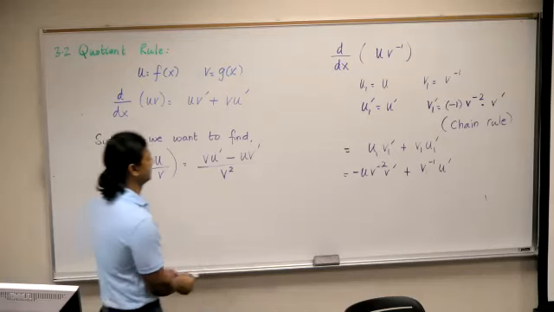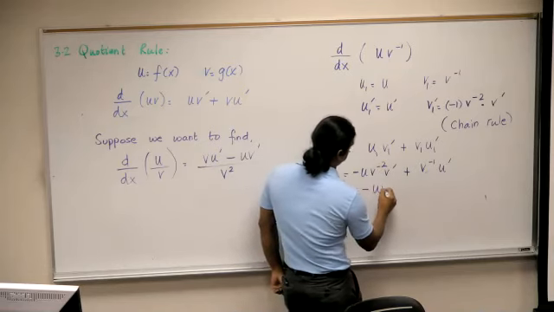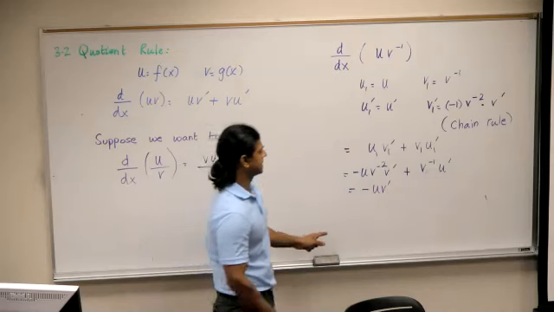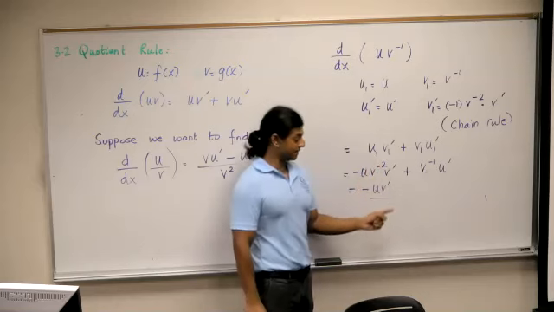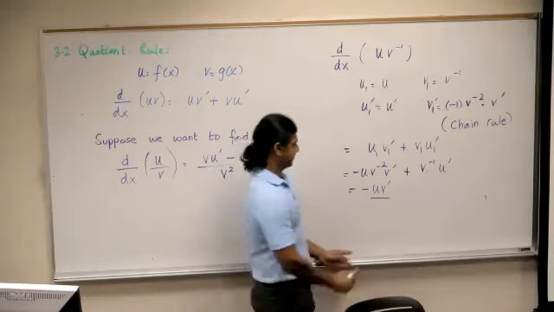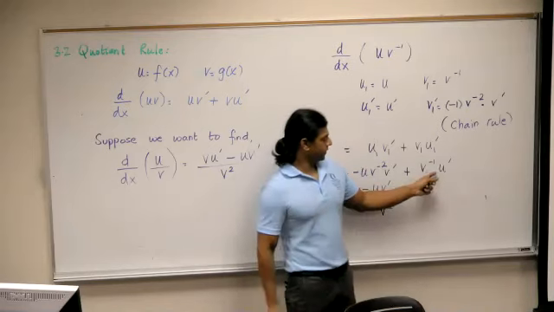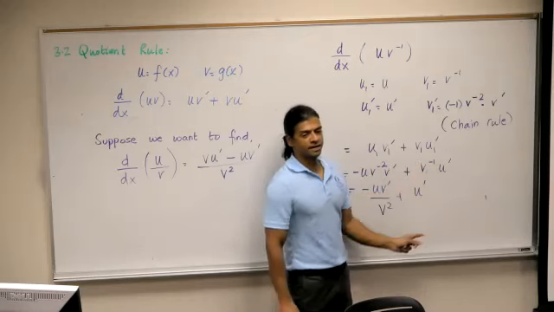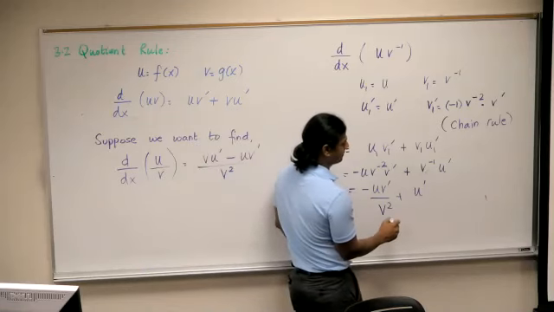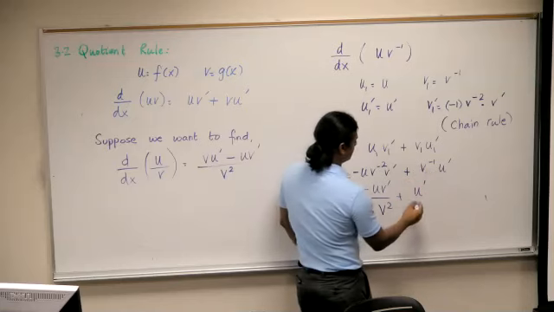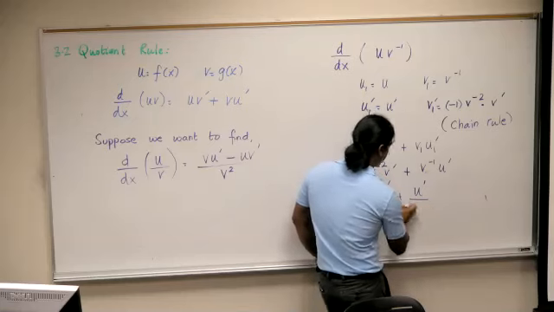Good. I want to get rid of that negative. So -u v prime divided by v squared, since when v raised to -2 goes from the numerator to the denominator, it becomes positive. And u prime, when I move that from the numerator to the denominator, it would become positive, v. Same thing.